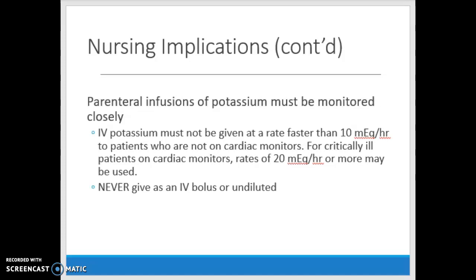Never, ever. It is one of the 3 medications that is used in a lethal injection, and it is used in that situation to stop the heart, which is what it will do when you give an IV bolus or you give it undiluted. So put that in your brain and keep it there. We never give potassium IV bolus or undiluted.